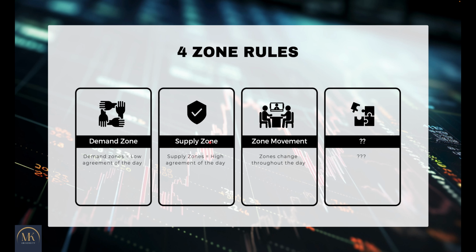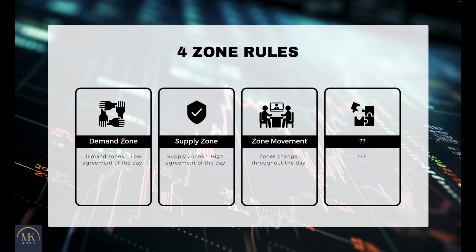Next thing, zone movement. The zones change throughout the day. So just because, as an example, the highest point of the day was, let's say, 202.30, that doesn't mean that's always going to be the highest high of the day. It could potentially go higher than that, right? Maybe the new high of the day for the zone may be 204.20. And then that will be the new high of the day, which is technically called the supply zone. So zones can specifically move.